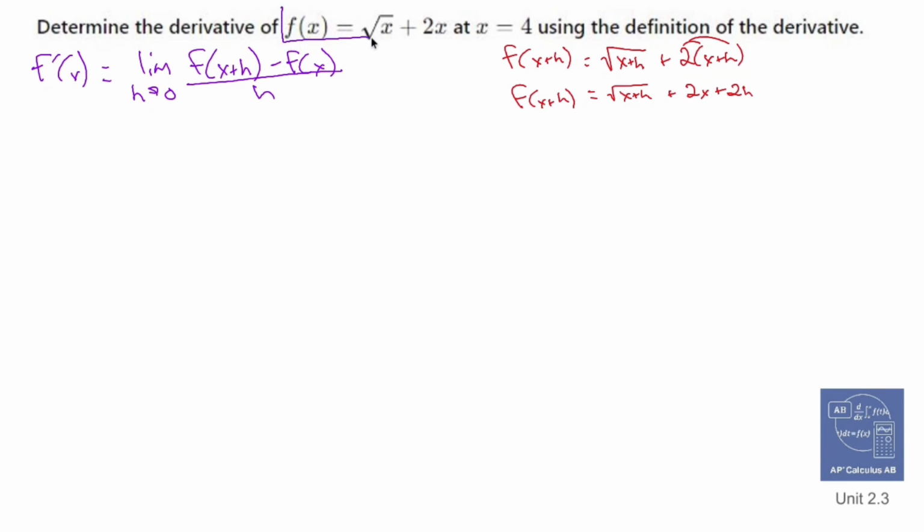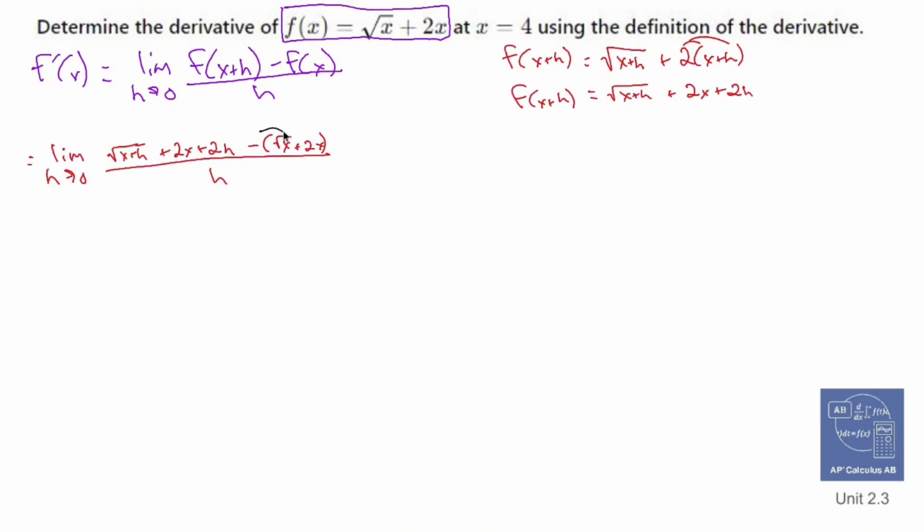We know what f of x is. We just found f of x plus h. It's there in red. So let's take the limit as h approaches 0 of root x plus h plus 2x plus 2h minus parentheses root x plus 2x, all over h. Now the issue is we don't want to plug in 0 for h because then we get something that's undefined. You can't do it yet.